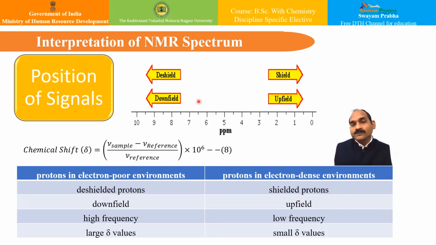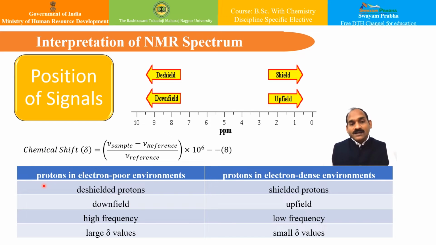So the shift in the position of the NMR signal due to shielding or de-shielding is called chemical shift. A reference standard, TMS, is taken at the 0 position, and from this 0 position we can find out what the chemical shift is.